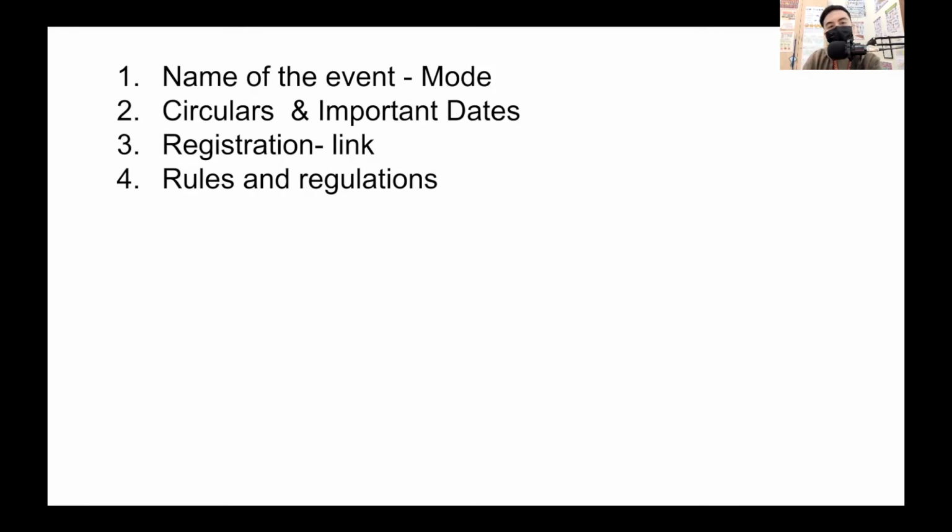So let's now move on to the rules and regulations. In the rules and regulations, one of the first important things that we need to consider is the grouping of the students. Are you looking into primary students to participate, or secondary students, or junior students, or middle school students? So you have to clearly define it in the circular. You have to mention it.